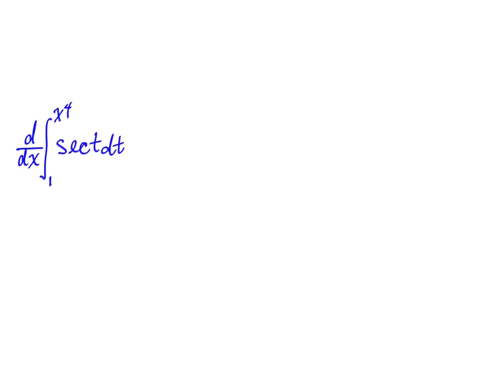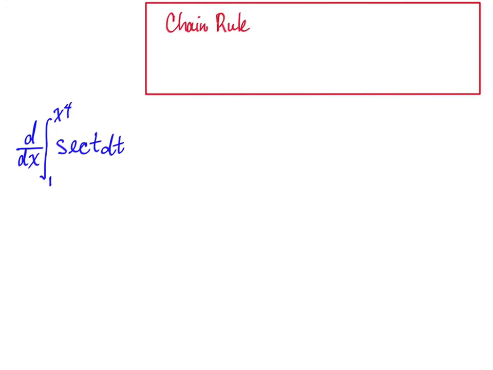So in this example, we want to differentiate with respect to x the definite integral from 1 to x to the fourth of secant of t dt. Now notice we do have a number in the lower limit of integration, but we don't have a variable in the upper limit. We actually have a function, x to the fourth. So we're going to have to use the chain rule.